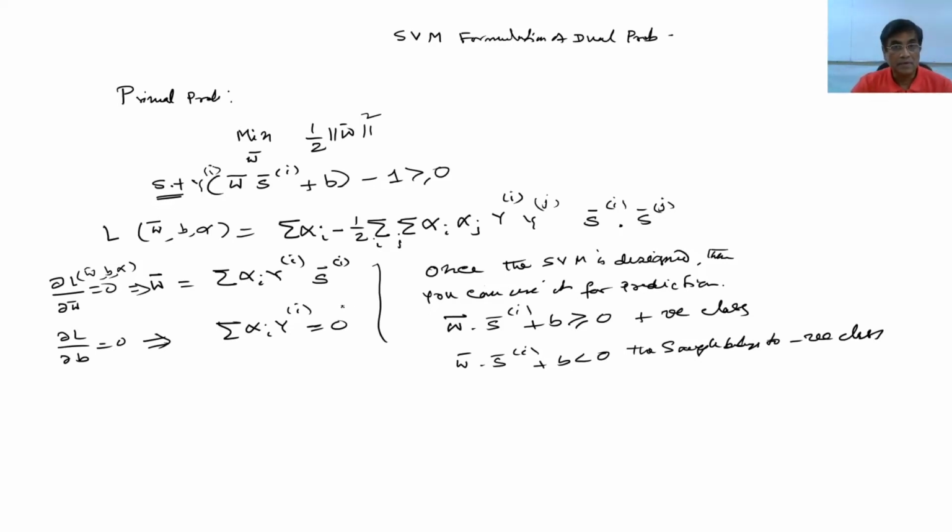In the real world, what will be given? You will be given the training set, right? That these are the samples belonging to the positive class, these are the samples belonging to the negative class. But out of those samples, who are the support vectors? Normally, we will not know.